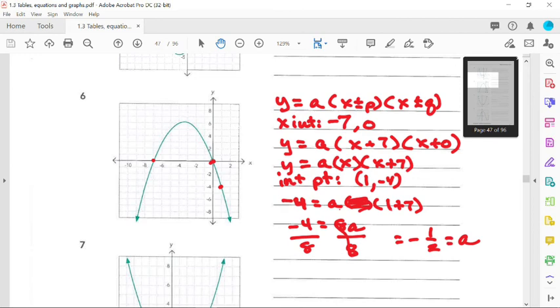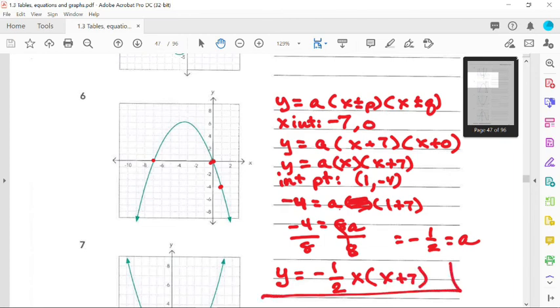So let's finish out and write our final equation. y equals -1/2 is our a. We have that one plain little x all by itself. We don't need the bracket anymore, but it wouldn't be wrong if you left it. And the other bracket was x plus 7. And this is your completed equation. Looks good? And again, none of the math is hard, but you have to remember when to do what and where to get the values that you need. Okay?